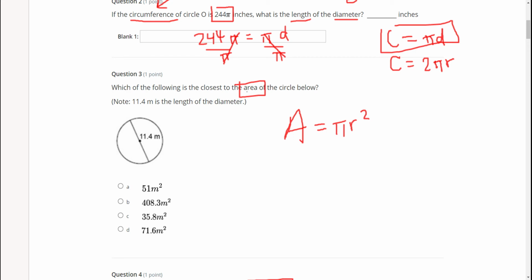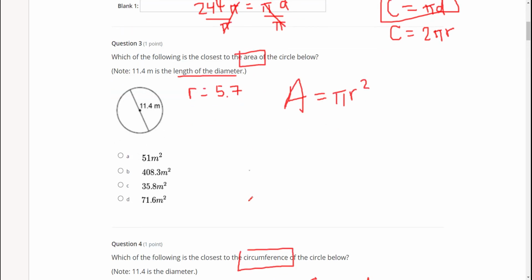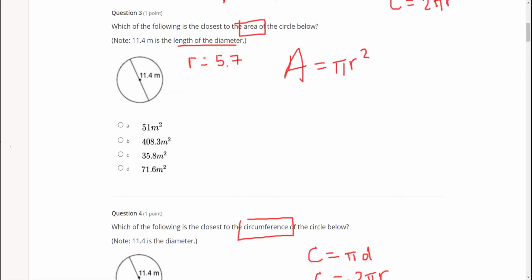Which of the following is closest to the area of the circle below? Note 11.4 is the length of the diameter. So if I know the diameter, what's the radius? Desmos is our friend.